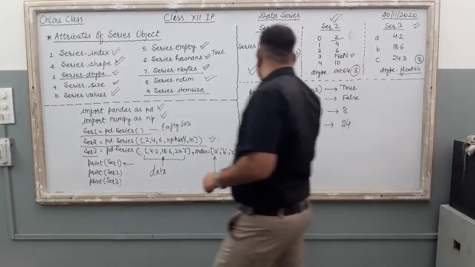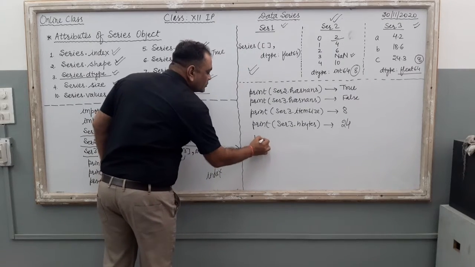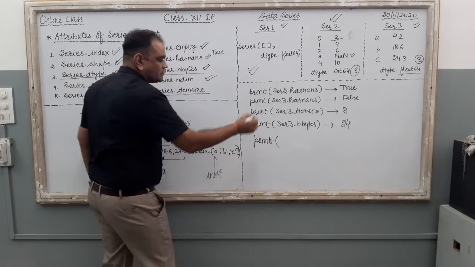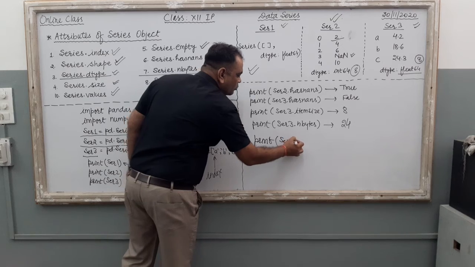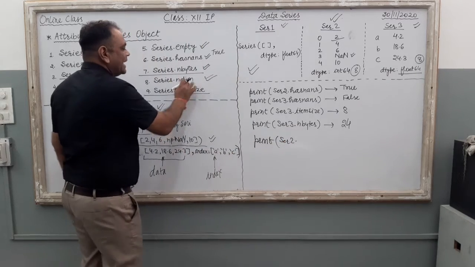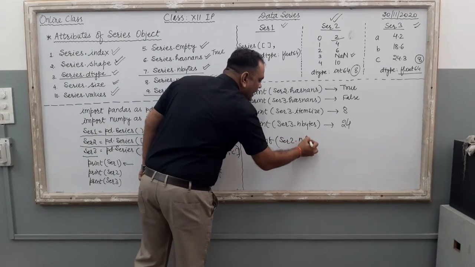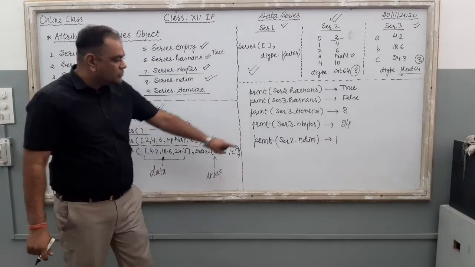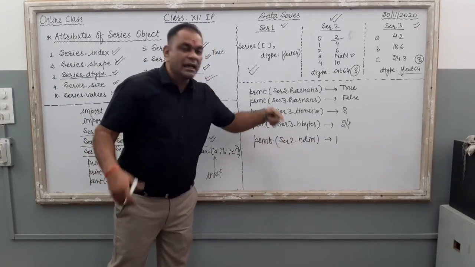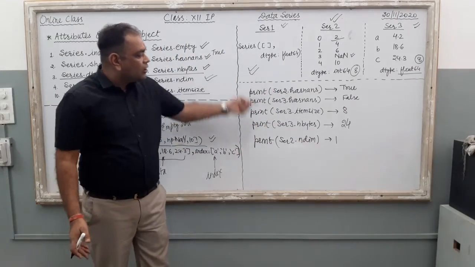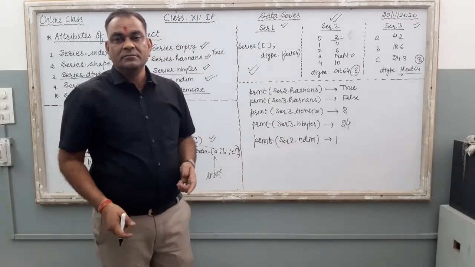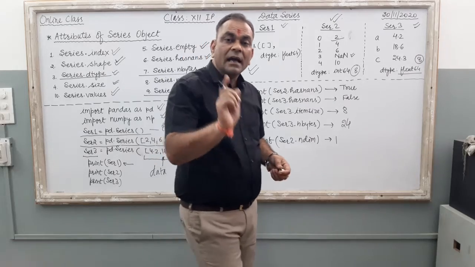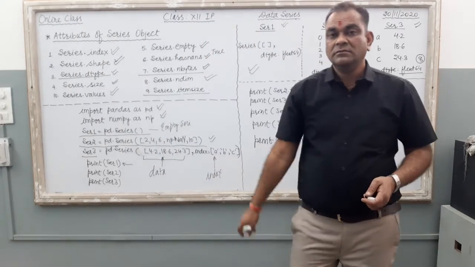How does the result come? Just check it out. I use this print command, print ser2.ndim. Here the result is 1. Use it with ser3.ndim, again the result is 1. ser1.ndim, again the result is 1. A series is a one-dimensional structure.